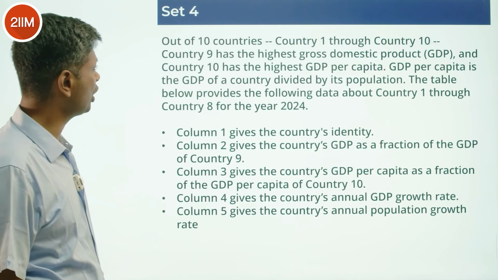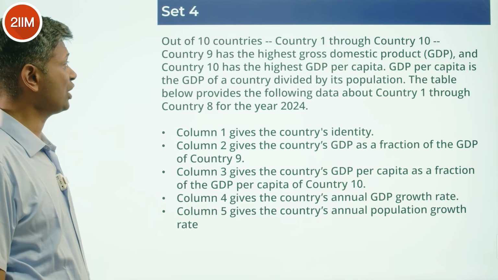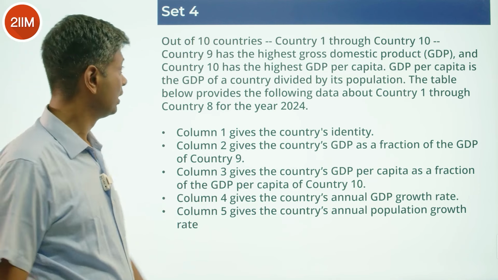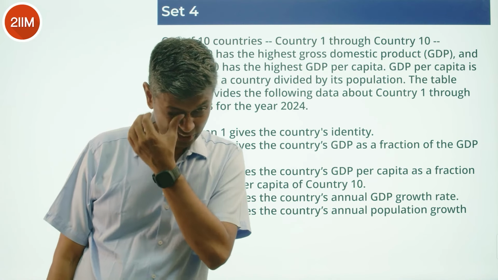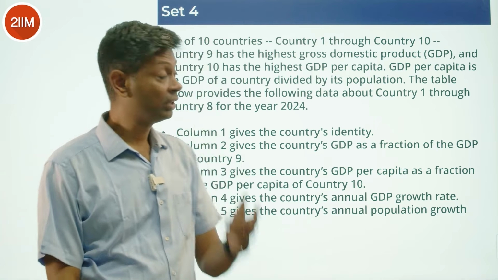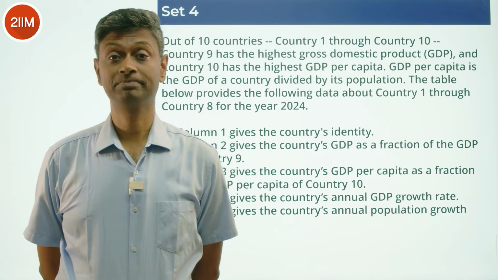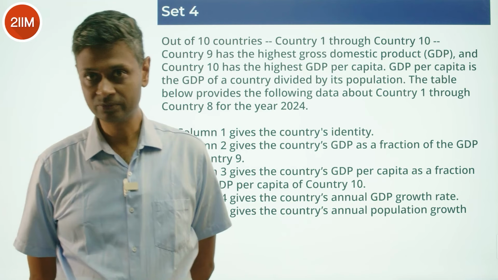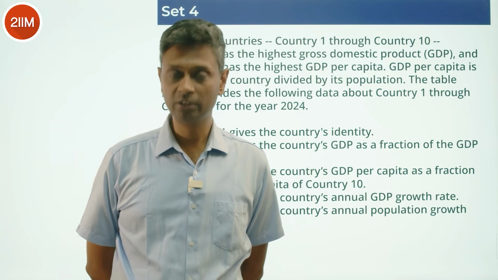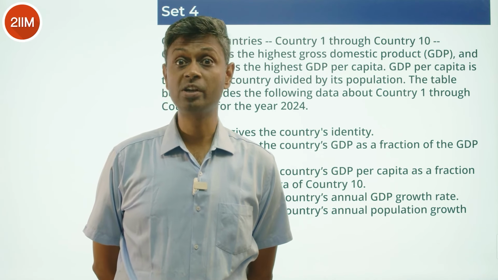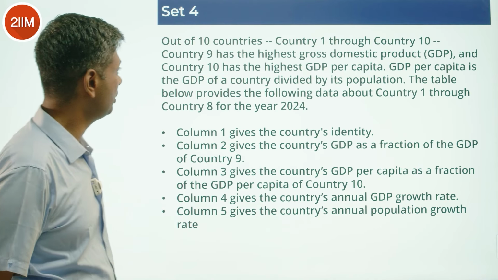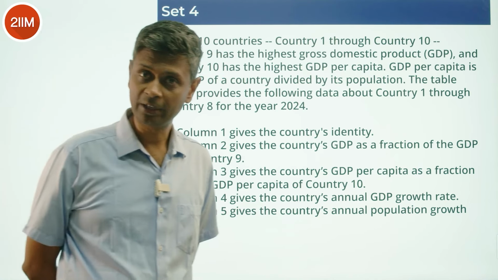Out of 10 countries, country 1 through country 10, country 9 has the highest gross domestic product and country 10 has the highest GDP per capita. Very interesting ideas. Very often we haggle over GDP, but GDP per capita is the ball game. And so that's lifestyle. Having a million people produce something is obviously good, but if you can do this with 200,000 people, that's brilliant.